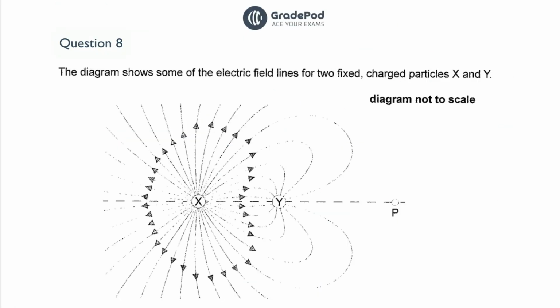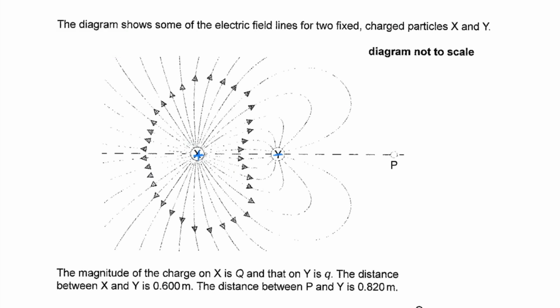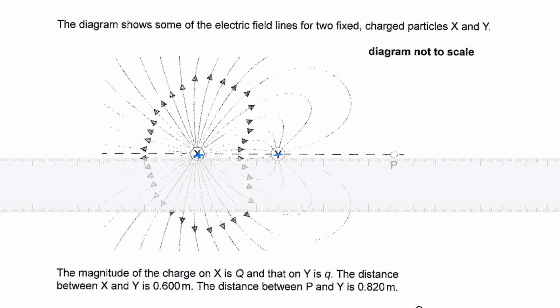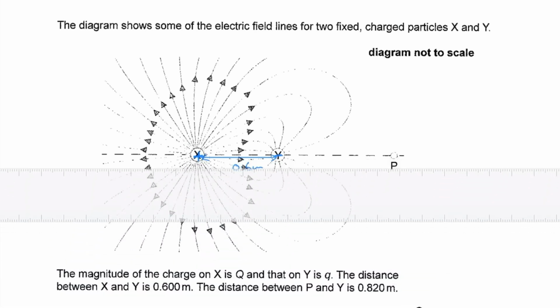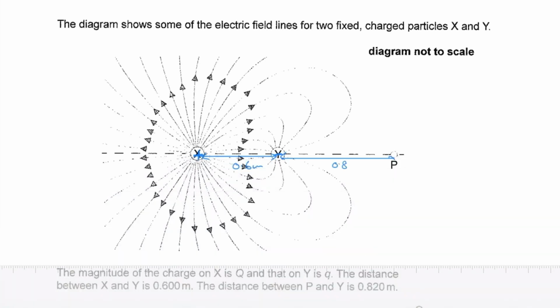The diagram shows some of the electric field lines for 2 fixed charged particles X and Y. X must be a positive charge because all the field lines are moving away from it, and Y must be a negative charge because the field lines are moving towards it. The magnitude of the charge on X is Q, and that on Y is small q. The distance between X and Y is 0.6 metres. Draw that in. And the distance between P and Y is 0.82 metres. I know it's meant to be 3 significant figures, I just can't be bothered with that.